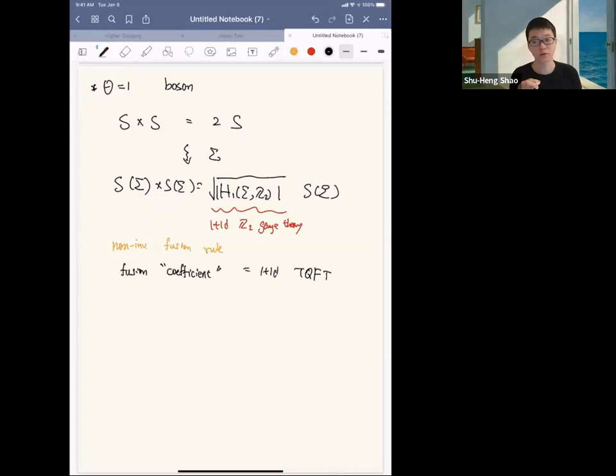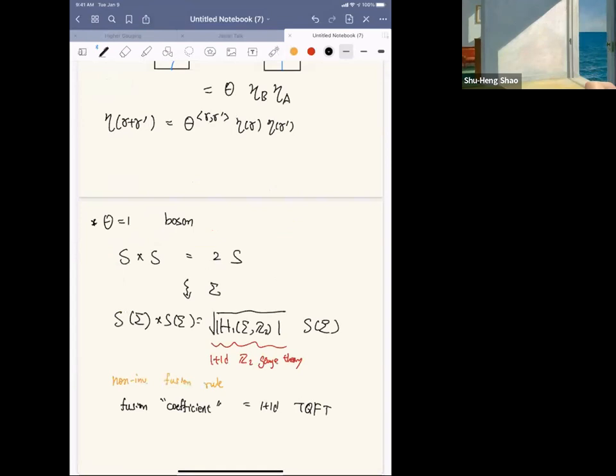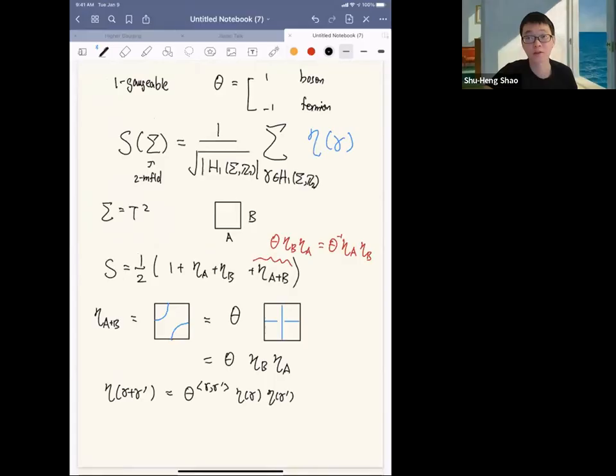When you fuse topological defects, sorry, give me just 1 second. I need to plug my laptop. Let's see. Sorry for the interruption.